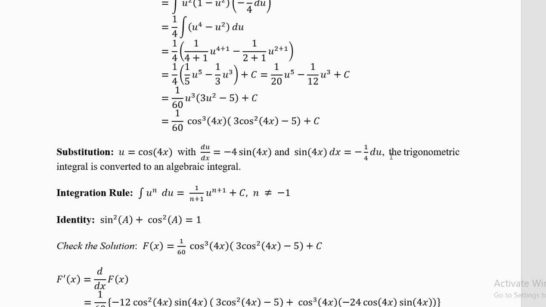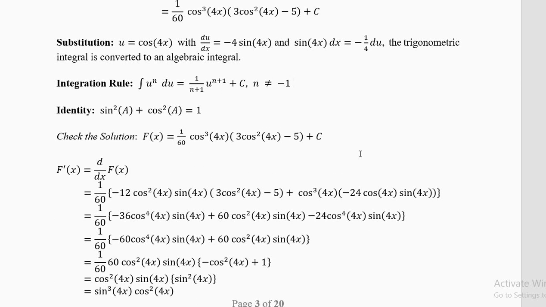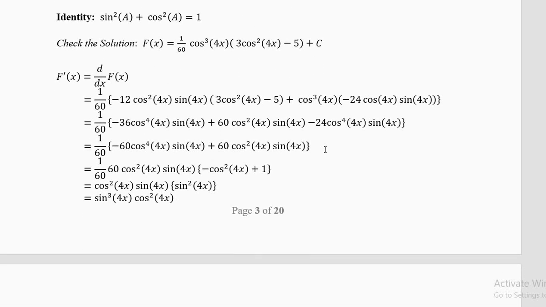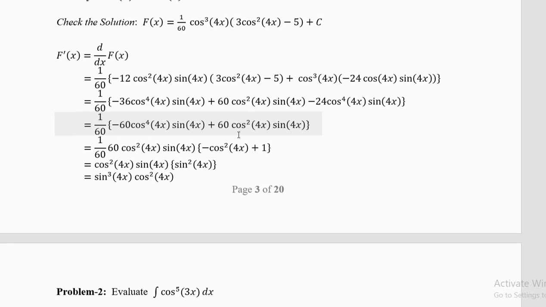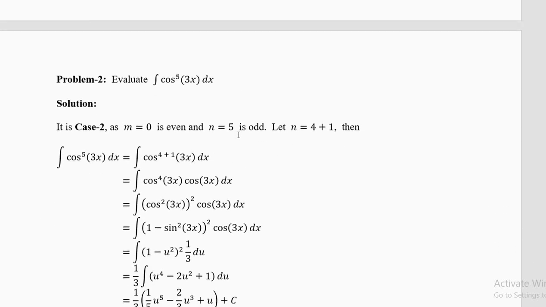with plus c. Now what we have used in this, we have used this integration rule, u power n du. We have used sine square a plus cos square a equal to 1, only the first identity. We have not used any of the other identities in this question. Then you can differentiate and check the answer. We have done this many times before, so we will not go into more details.